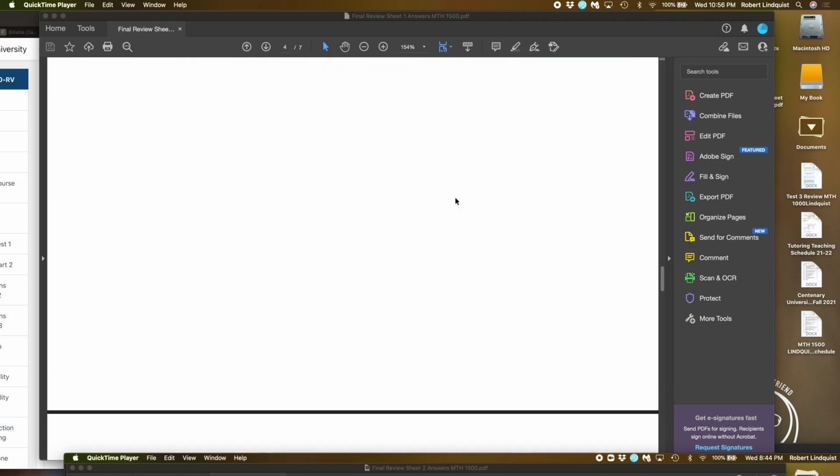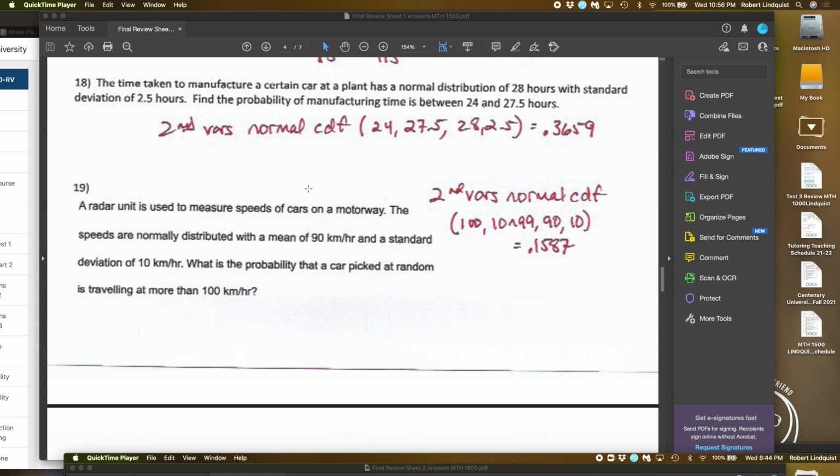Okay, the time taken to manufacture a certain car at a plant has a normal distribution, mean of 28 hours with a standard deviation of 2.5 hours. So you put this in here, and you get 24 as the low end, 27.5 as the high end. That's the interval you want to test here. 28 is the mean, 2.5 is the standard deviation. You work all of that through, you come out with 0.3659. Notice you don't divide the standard deviation here because it's not a sample mean. This is just the probability of a single thing.